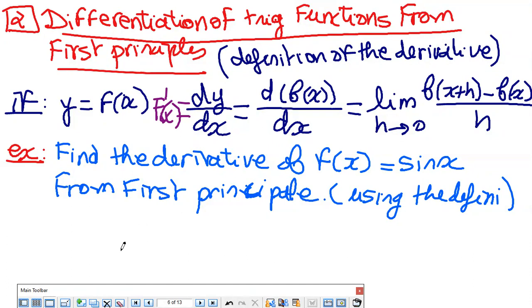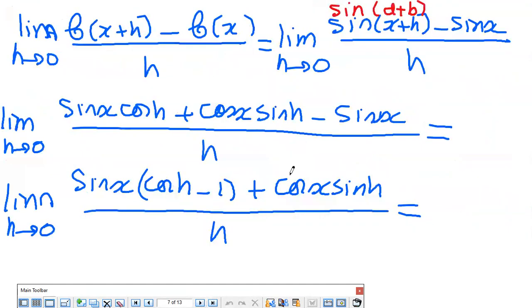So let's do the first example. I need to find the derivative of f of x equals sine x from first principle using the definition, because later on we will learn the formulas. But sometimes I will ask you to use the definition to find the derivative of a function. So by definition, it's the limit of f of x plus h minus f of x over h when h tends to 0. When I say f of x plus h, it means sine of x plus h, because the function is sine x, minus sine x over h.